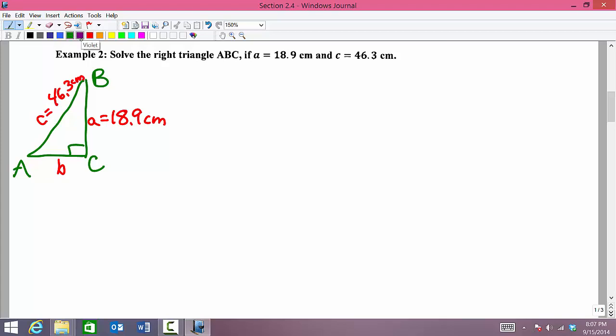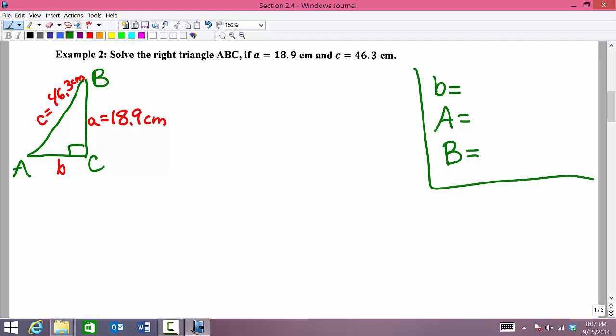Now this time it's going to be easy to determine our side B. So let's see what we're looking for. We're looking for side B, we're looking for angle A, and also for angle B. Those are the three unknowns. So this time it will be easy to solve for the third side because we already know two of the sides. We're solving A squared plus B squared is equal to C squared. So we know that A is 18.9 squared plus B squared, we don't know that one, is equal to 46.3 squared.